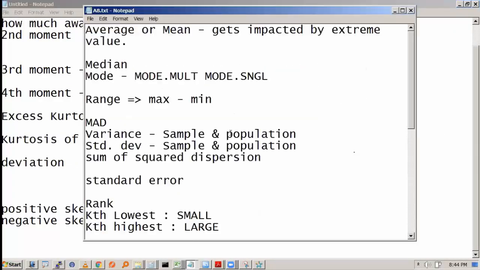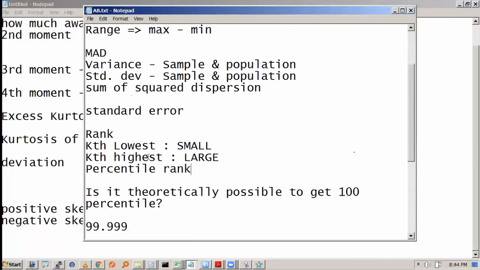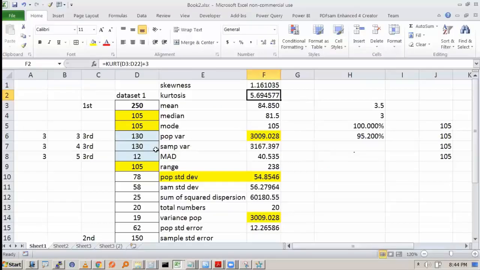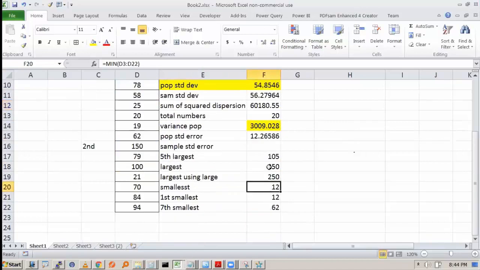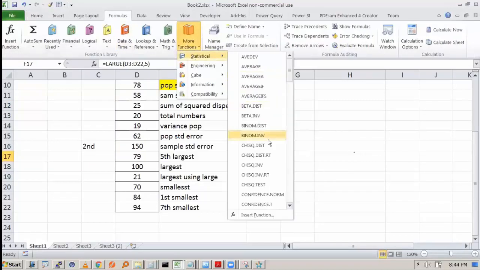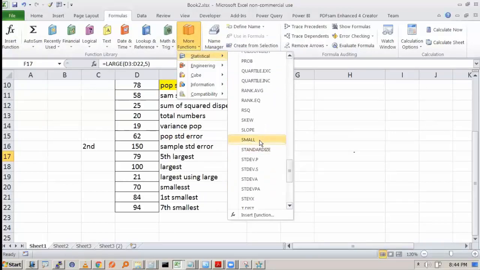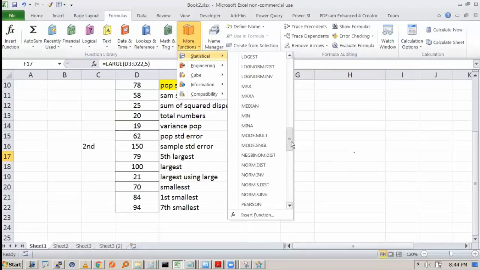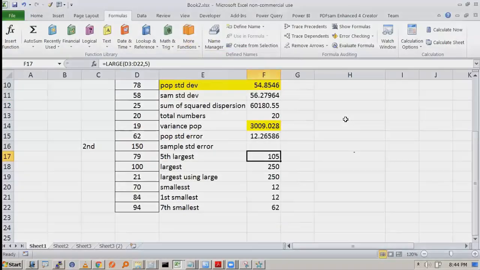So we have actually covered almost the entire thing. But you will be thinking, I have to remember so many formulas, right? I would recommend you not to mug up any formula. You go to the formula bar, go to More Functions, Statistical. Every formula is present here. VAR.P, SKEW, LARGE, SMALL will also be there, MAX, MEAN, KURT, everything is there.